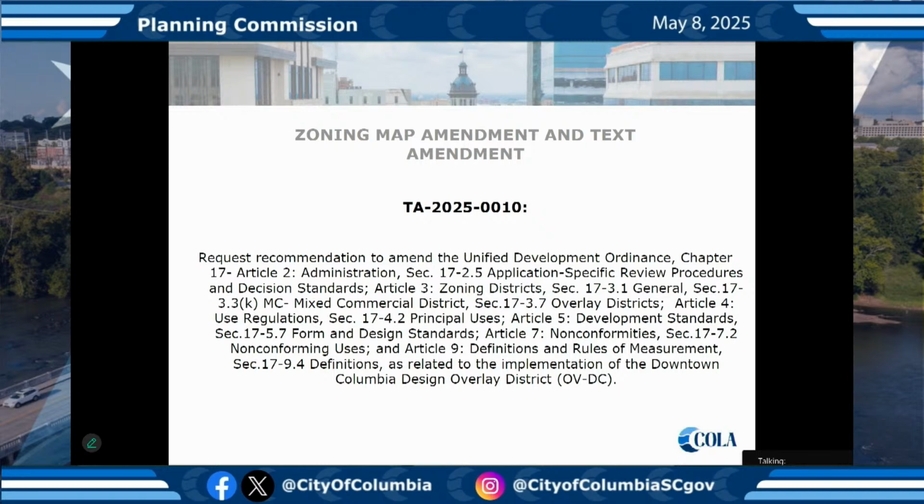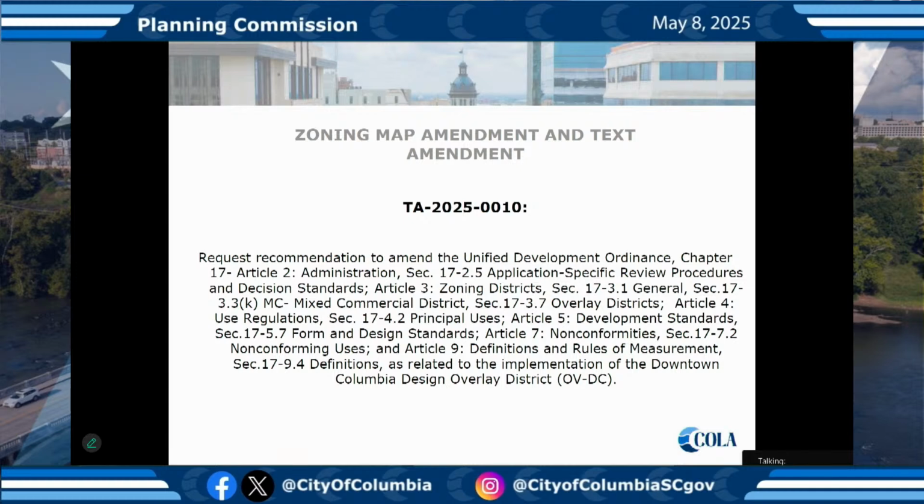Mr. Chair, I move that we recommend approval of the request to amend the zoning map to Downtown Columbia Overlay District and adopt the Downtown Columbia Design Guidelines as it meets the decision standards outlined in Section 17-2.5 in the Unified Development Ordinance. Is that enough clarification? I think so. All right. Thank you. Got a motion? Can we get a second? Second. All those in favor signify by saying aye. Aye. Any opposed? Motion passes. Thank you. Thank you again for all your work on that. Yeah, thank you all.